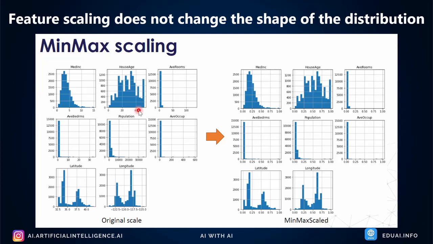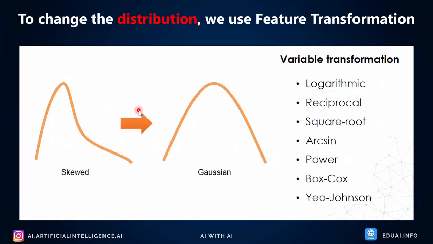Some of you might ask, what if I want to change the distribution? To change the distribution, there is a different technique which we discussed in the previous video, which is feature transformation. To change the distribution of the data, we use feature transformation techniques: logarithmic transformation, reciprocal, square root, Box-Cox, Yeo-Johnson. These are the different techniques we have already seen in the previous videos. If you have not watched, please go and see how we convert our skewed data to Gaussian data.